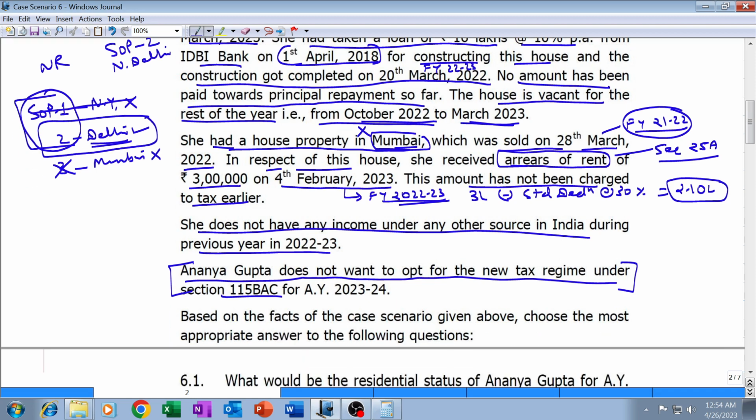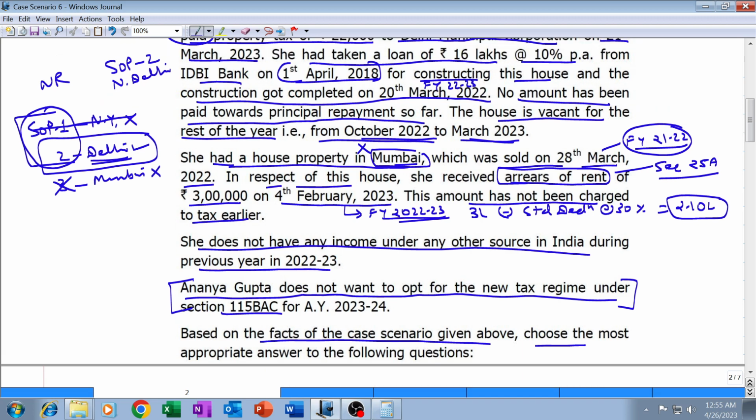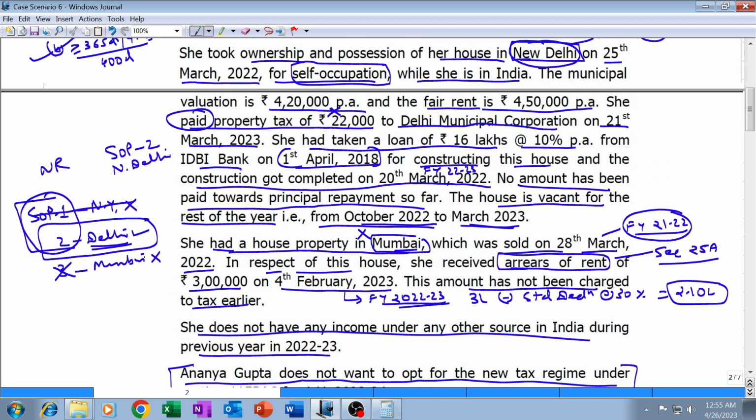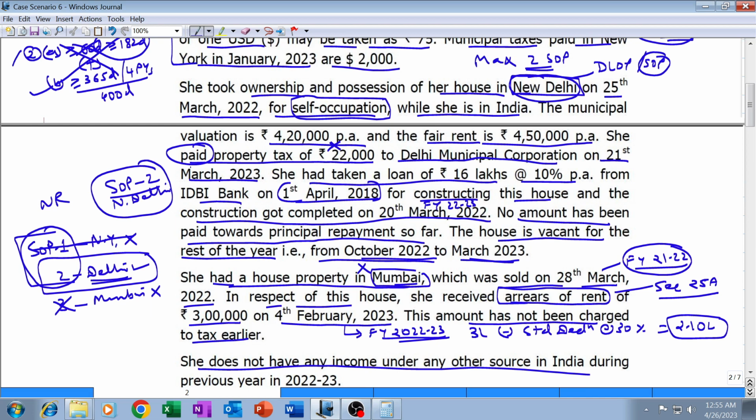Now it says, based on the facts of the above case scenario, choose the most appropriate answer to the following questions. Before that, you need to understand that technically only 1 property is going to be taxable, and that property will definitely be self-occupied property, not deemed to be let out property, because only those self-occupied properties will be DLOP which exceed the first 2 self-occupied properties. However, for this particular Delhi based property, there will be current year interest also.